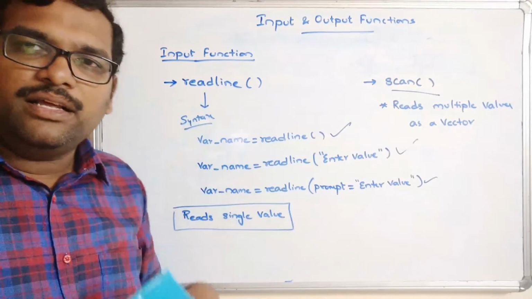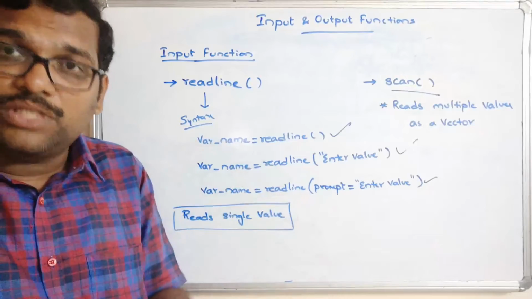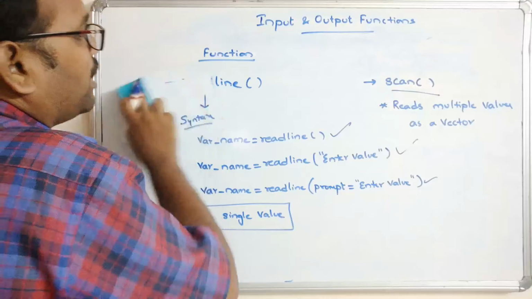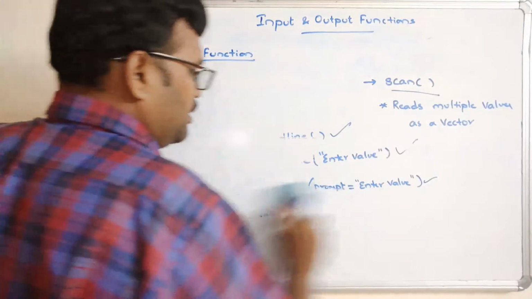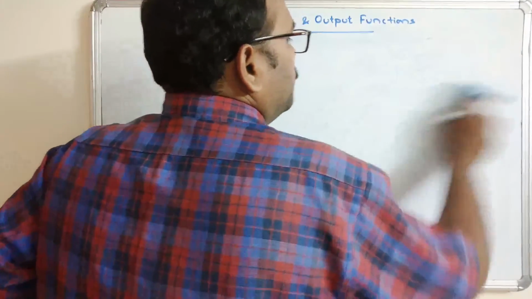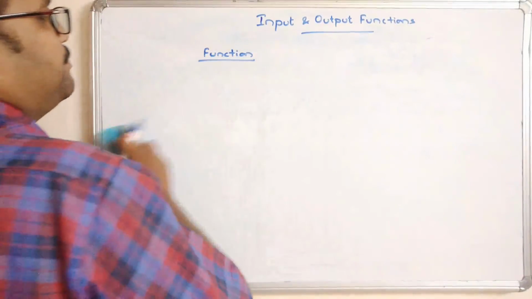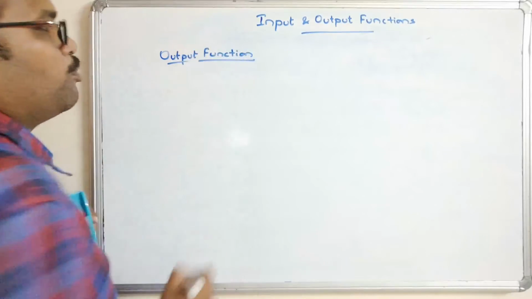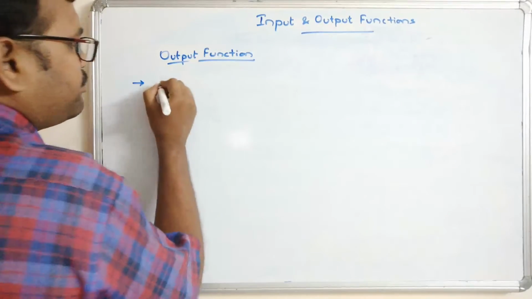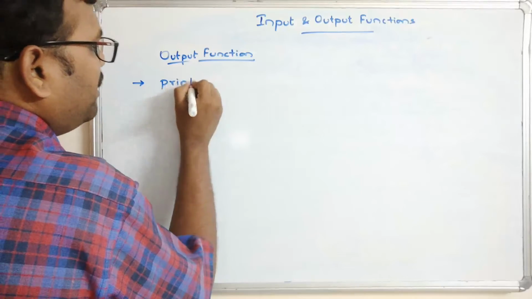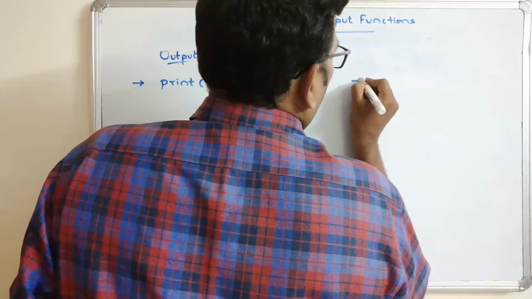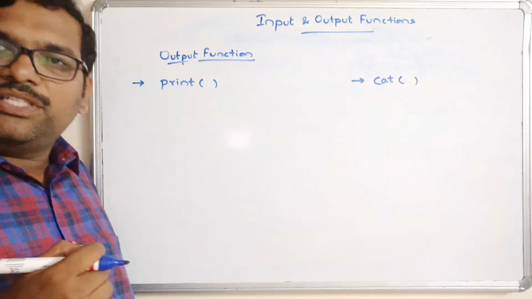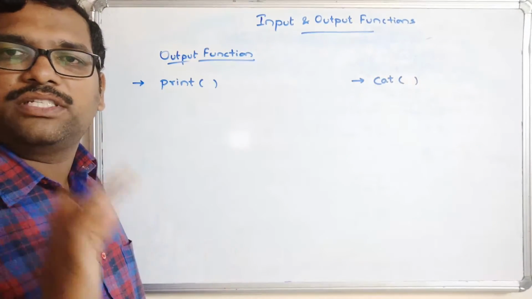Now after reading the value, we need to produce the output, we need to display the output. Now we'll see the output functions. What are the different output functions it supports, right? The next concept is output functions. Here also we have two types of functions. One is the print function and another one is the cat function. The print function is used to print a constant, a string constant.